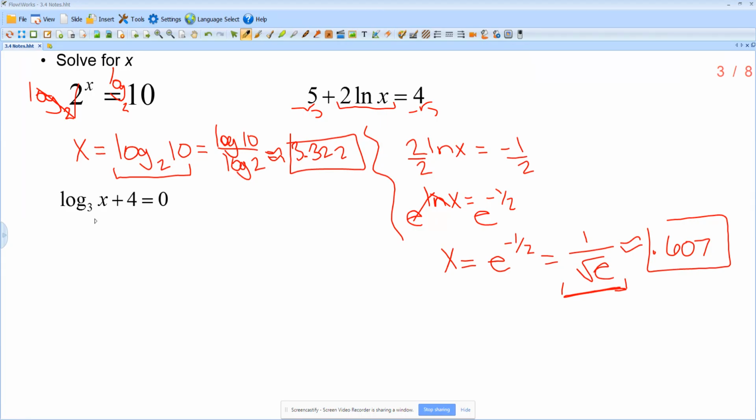Log base 3 of x plus 4 equals 0. So I subtract my 4 on both sides. I get log base 3 of x equals -4.